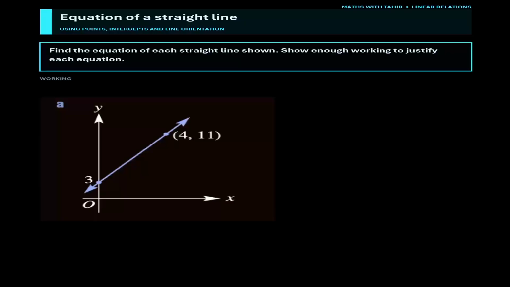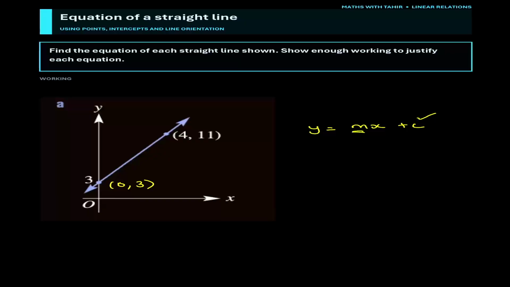So find the equation of the following line. So we're told one point, it's got 4, 11, and we're told the y-intercept is 3, or 0, 3. So I'll just write that in coordinate form. So that point is 0, 3. Okay, so we want to work out y equals mx plus c. We know the intercept is c. We're trying to work out the gradient.